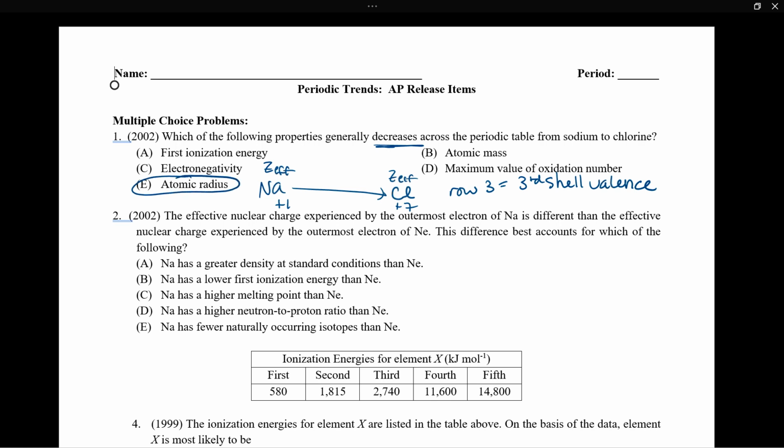Because over here, chlorine is going to have a higher effective charge, so it's going to have a stronger attraction for that valence shell. So it's going to pull those in closer, making your atomic radius smaller.